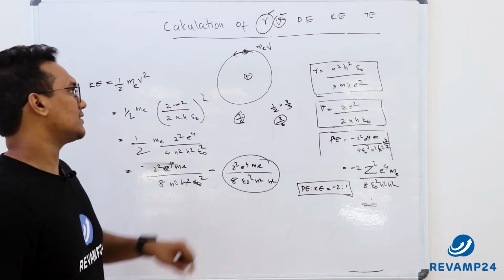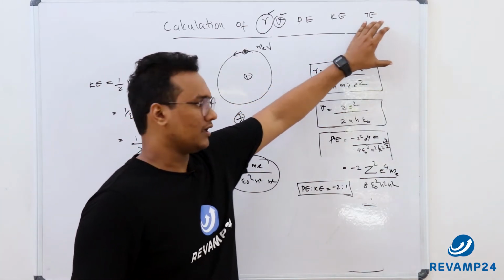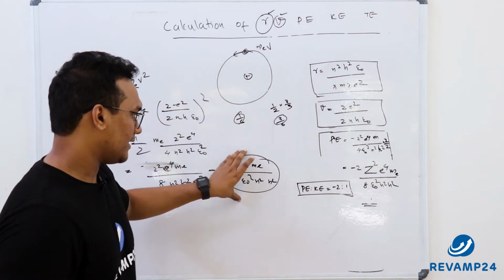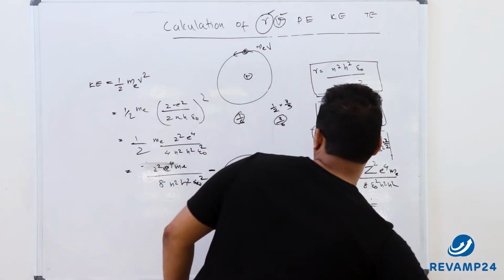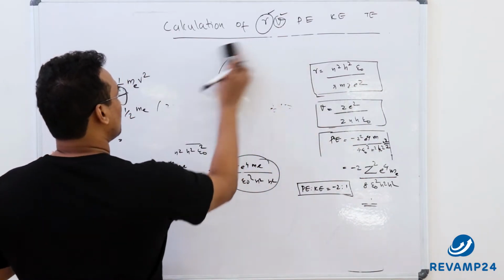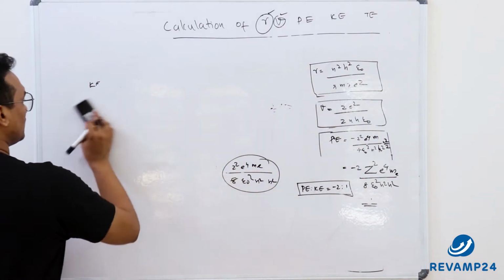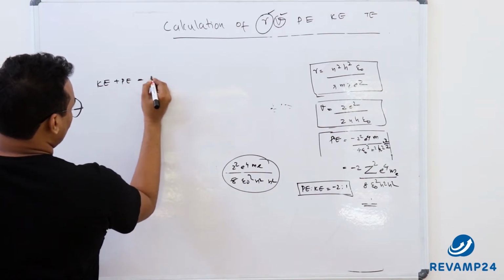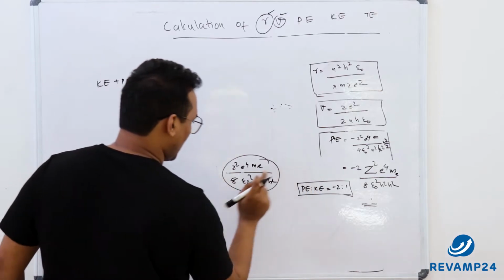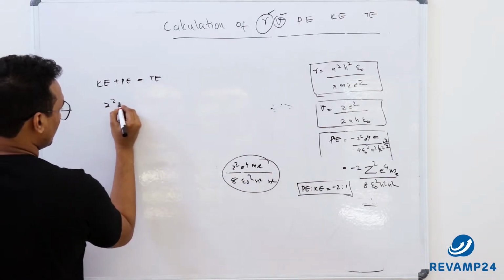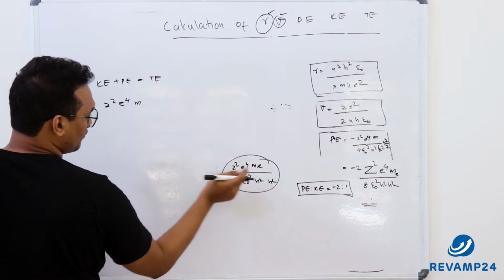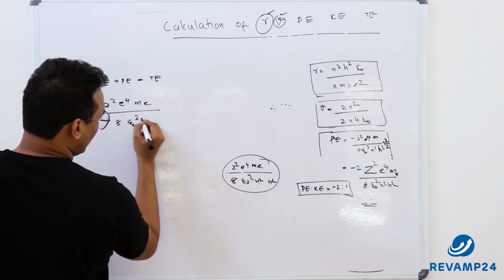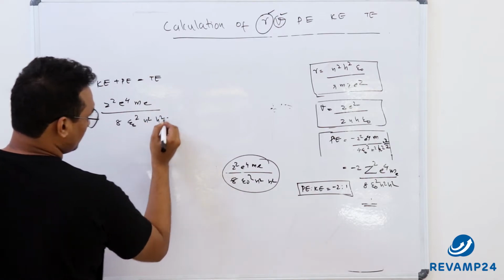Now the next process is getting the value of total energy. We will do it along with this process, that is adding kinetic energy plus potential energy. What is total energy? Total energy is the sum of kinetic plus potential. Kinetic energy plus potential energy is equal to total energy. Now kinetic energy I know. What is the value? Z square e power 4 me divided by 8 epsilon 0 square n square h square.